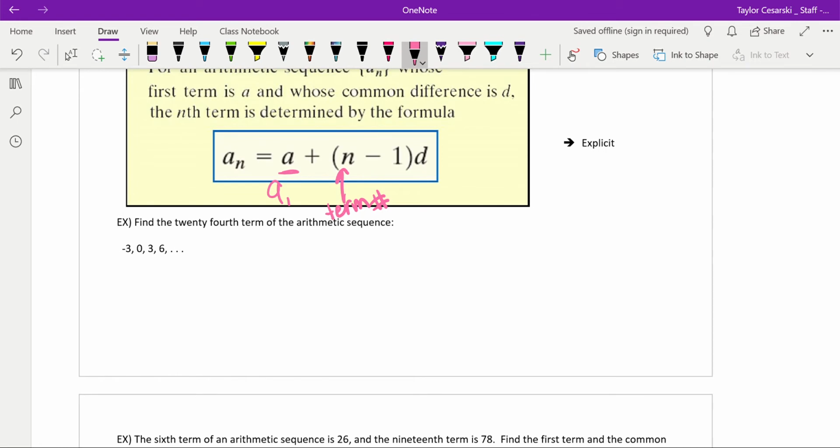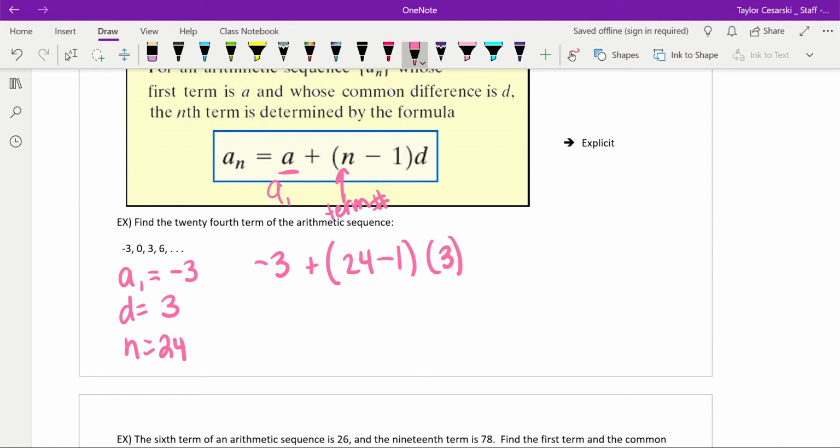So this says find the 24th term of the arithmetic sequence. Alright, so the first thing I need to do is find a sub 1, and find my common difference. So a sub 1 is negative 3, and I notice I'm adding 3 each time. And I want to find the 24th term, so n equals 24. So all I'm going to do from this point is plug in my values. So negative 3 plus 24 minus 1 times my common difference. Okay, so negative 3 plus 23 times 3.